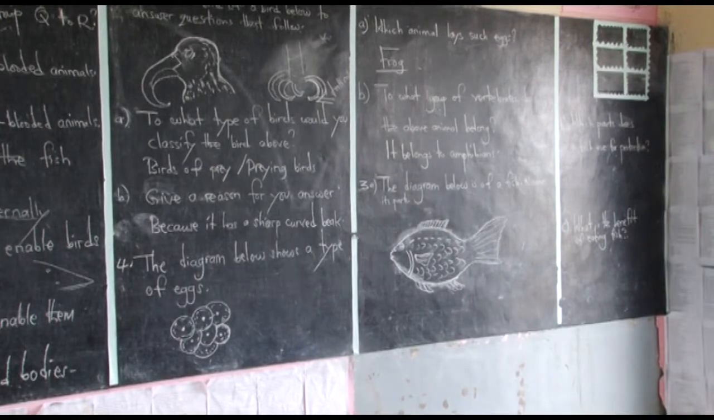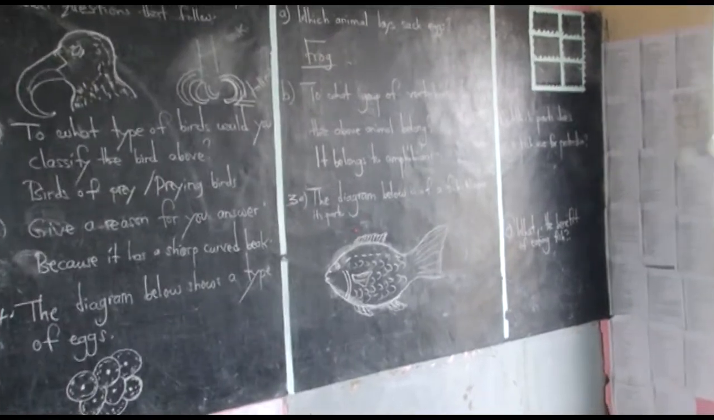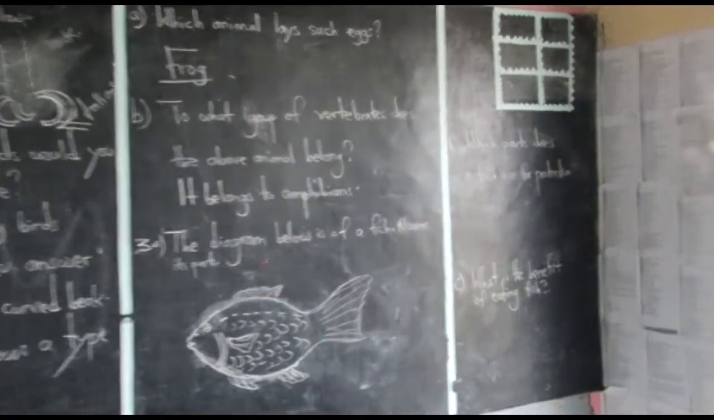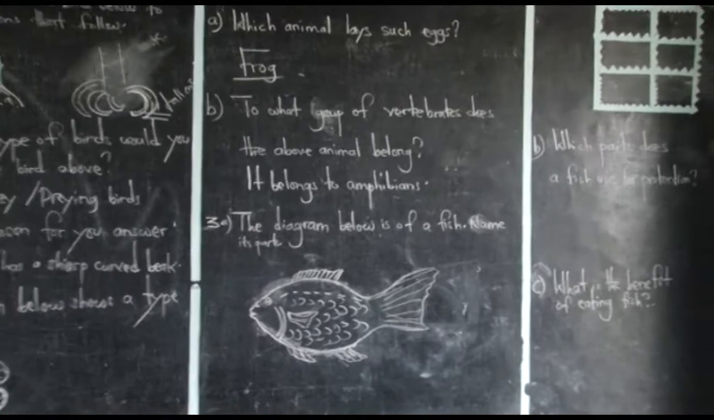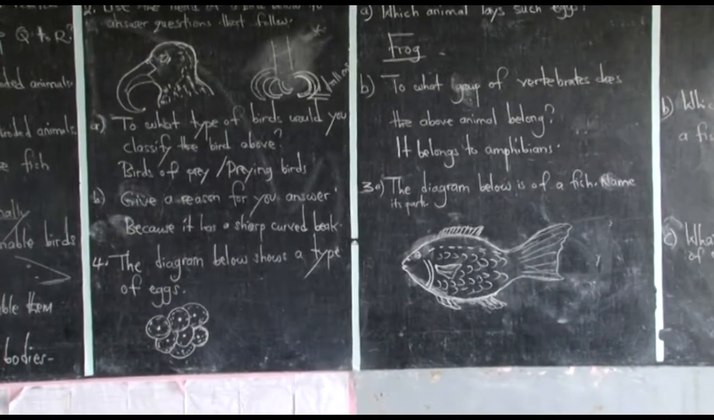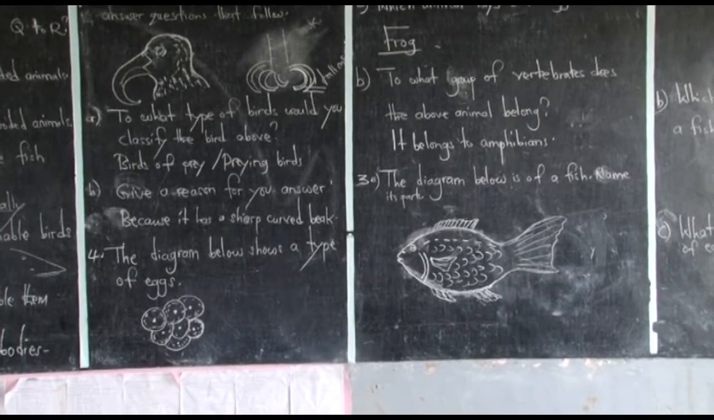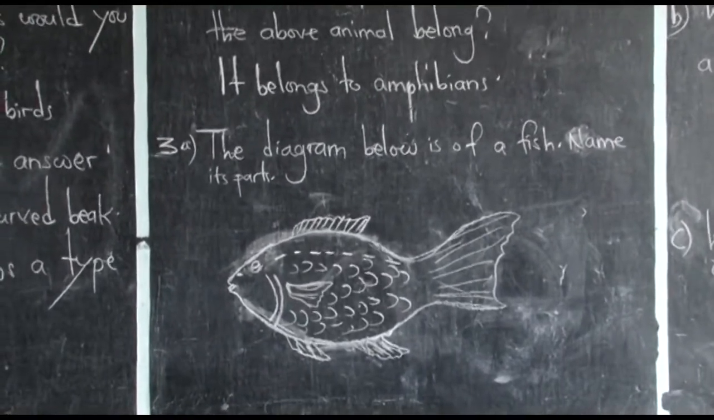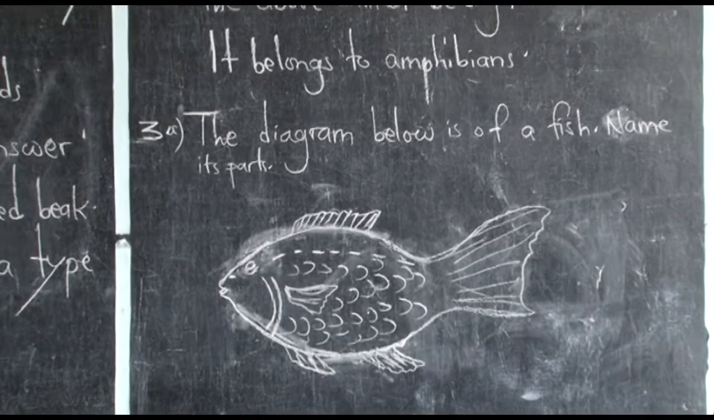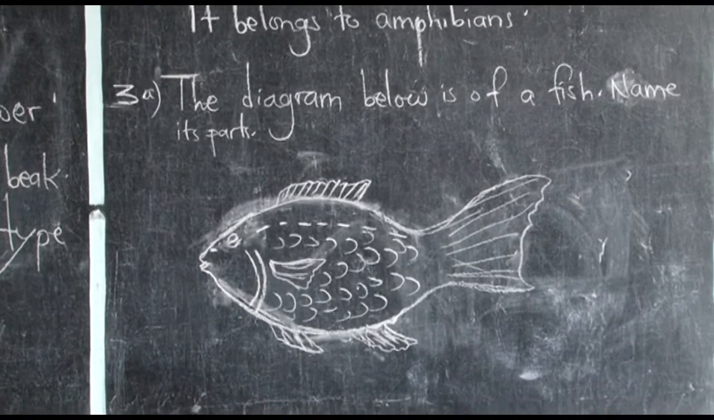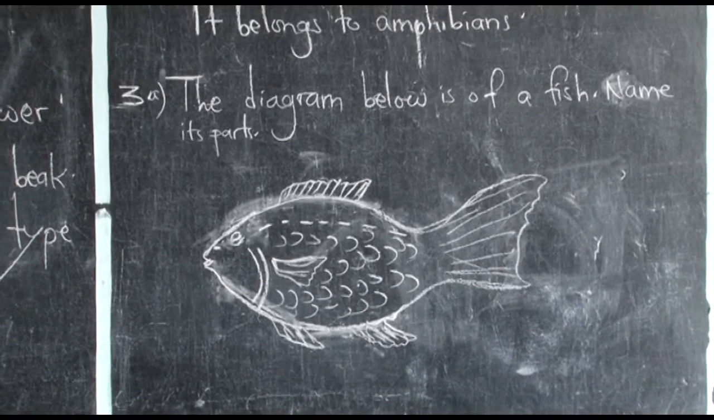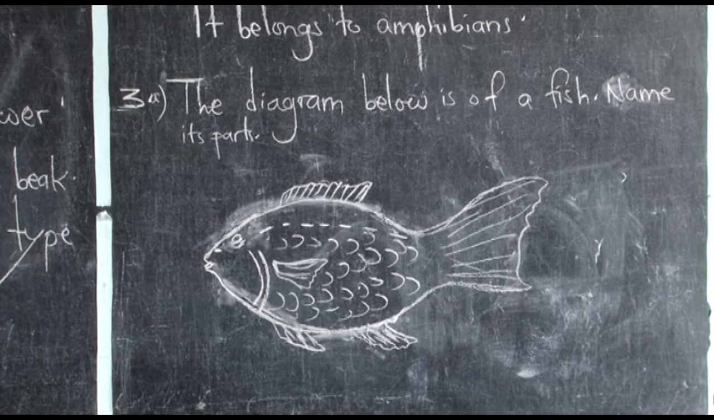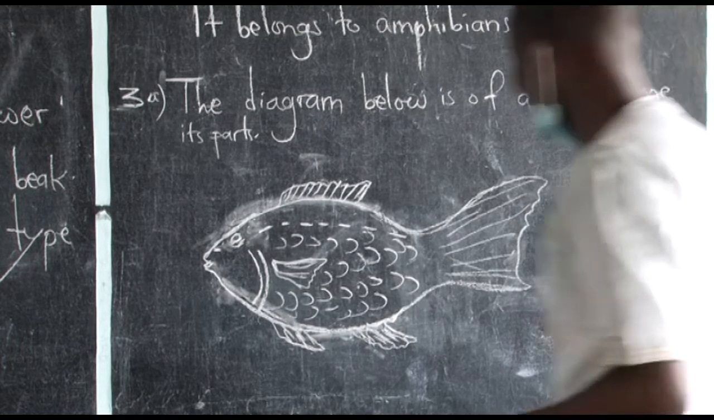Then we can now move to number three, which is our next question. This question says the diagram below is of a fish. Then we are asked to name the parts. This is very important. As we looked at last time, right from primary, before we look at fish, you look at the parts of the fish and the functions of all. For now, let's check on this quickly.